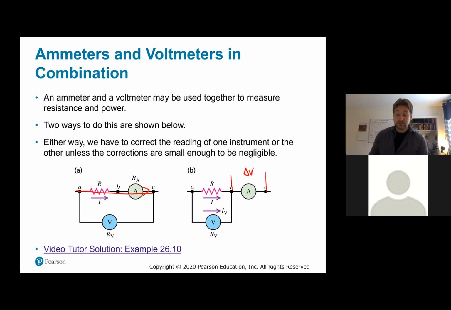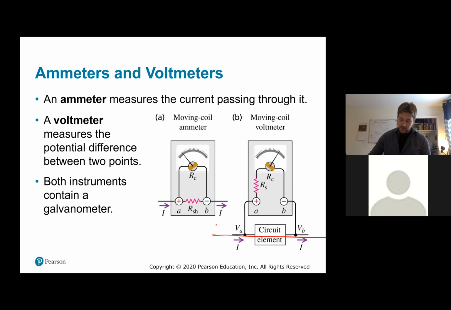there's very little potential difference, which means the voltmeter can measure actually the potential across the resistor. So voltmeters, we want resistance to be very high. Ammeters, we want the resistance to be almost zero.